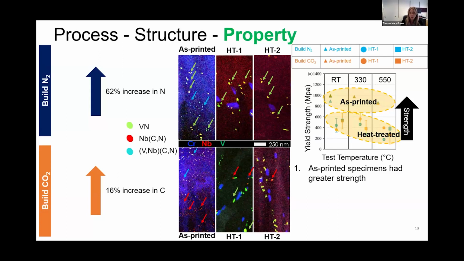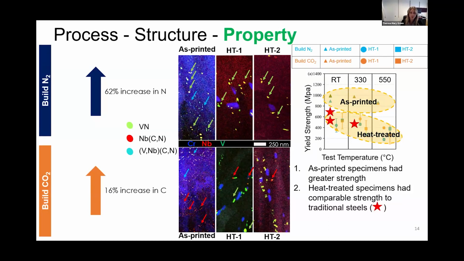And there are three key takeaways from this graph that I'll walk you through. The first is that the as-printed specimens, which are shown by triangular symbols, had greater strength than the heat-treated specimens, which are shown by circles and squares. And this difference in strength became even more pronounced as temperature increased, whereas the heat-treated samples seemed to lose their strength as temperature increased, but that effect was not as pronounced for the as-printed specimens.